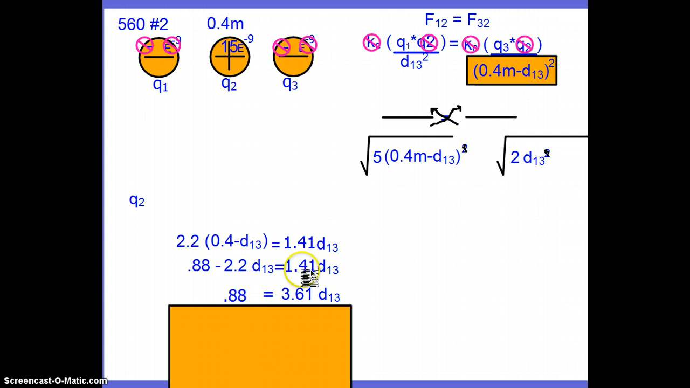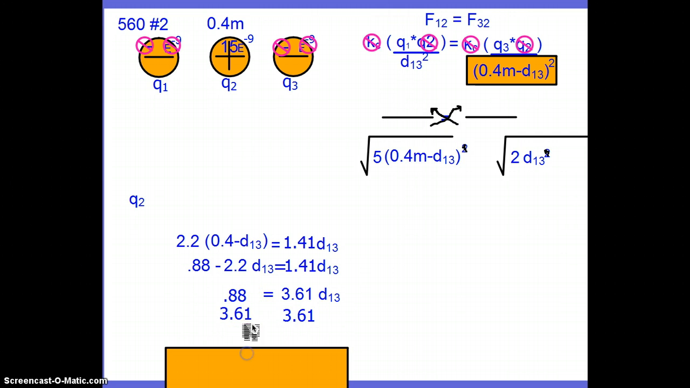So 2.2 added over gives me 3.61 d equals 0.88, and now I must divide by the 3.61, divide by 3.61, and you'll find that distance 13 is 0.24 meters. Therefore, the answer on this side, if this is 0.24, that goes right over here, it's kind of big, then this is 0.16 meters, because that would add up to our 0.4.